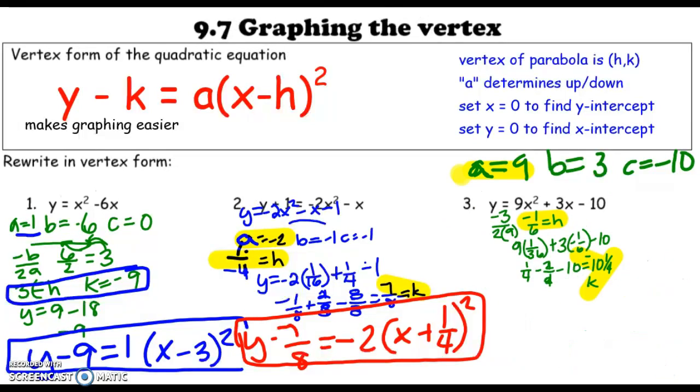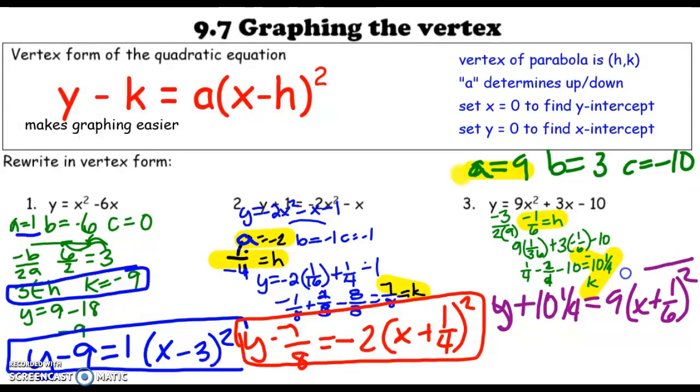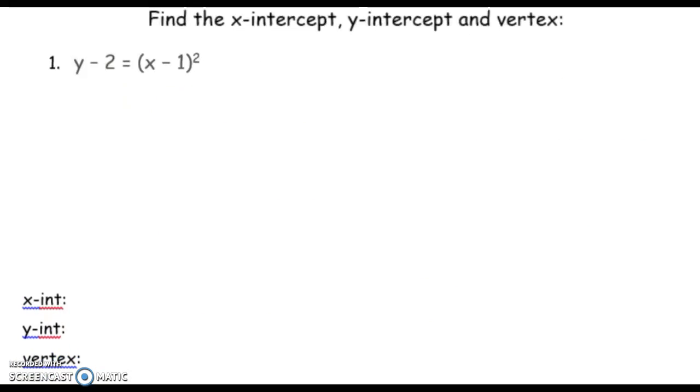I'm now ready to write it in vertex form, so y minus k, in this case a positive 10, and 1/4 is equal to a, which would be 9, times x minus h, which is actually plus 1/6 quantity squared. So I know it looks a little messy, but let's now try to graph it.